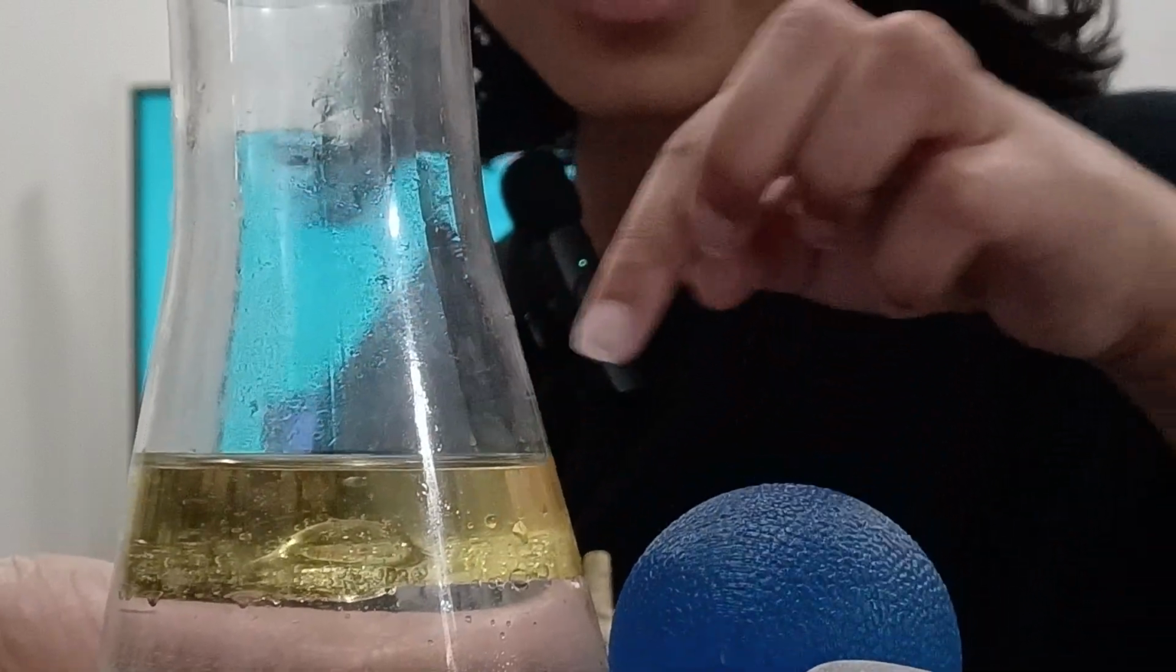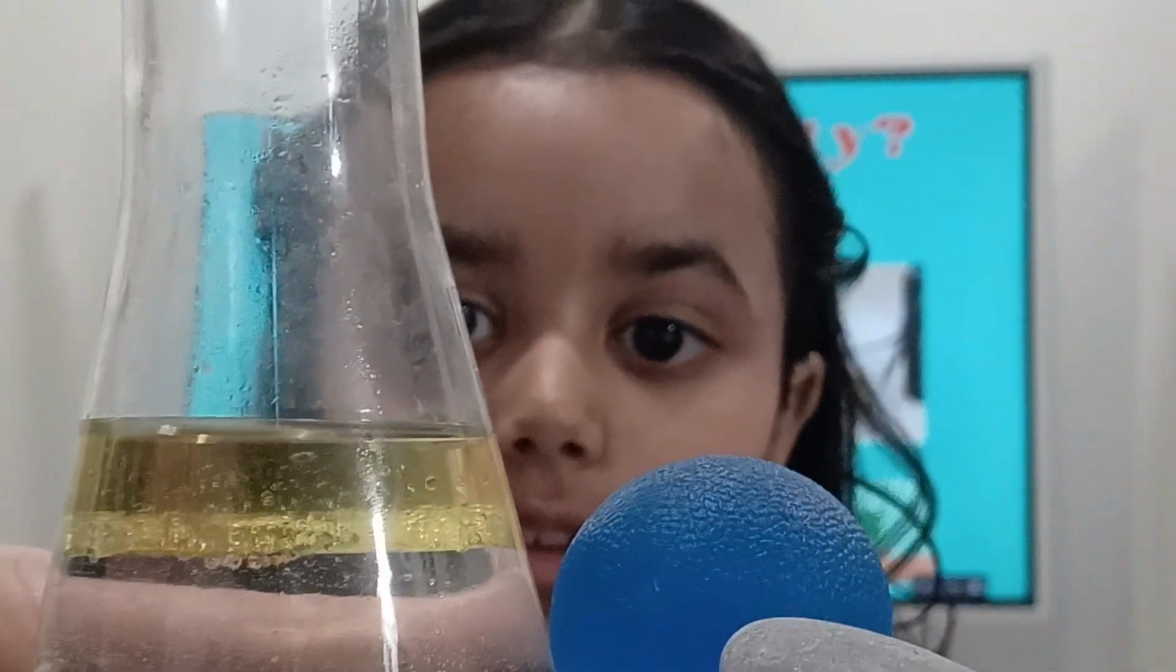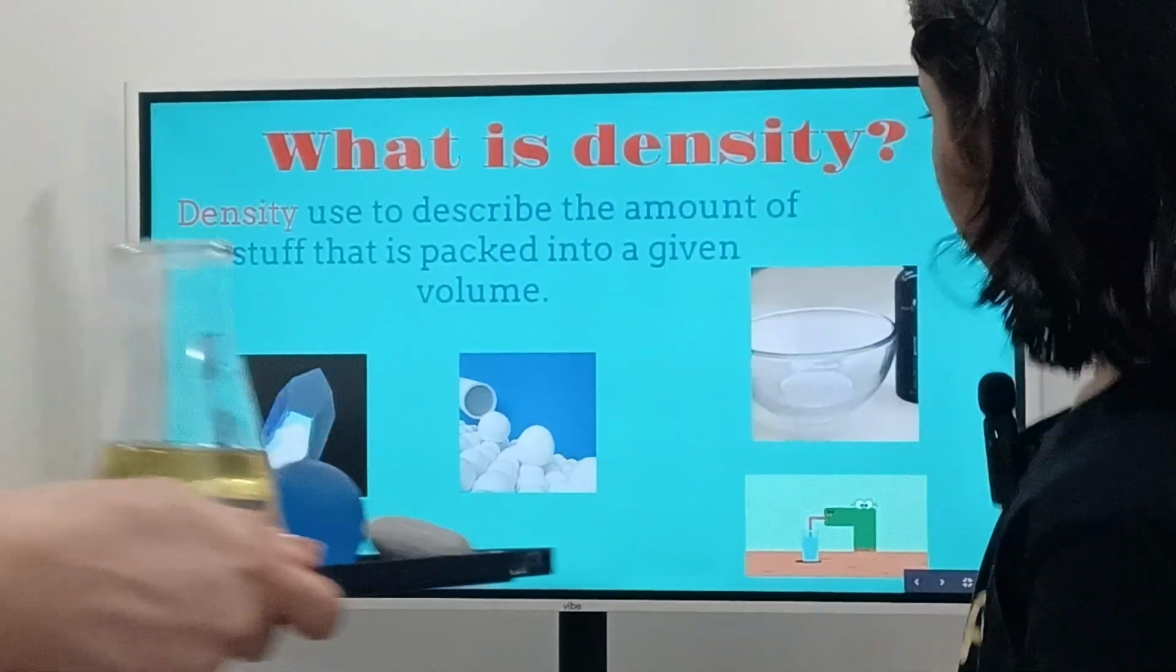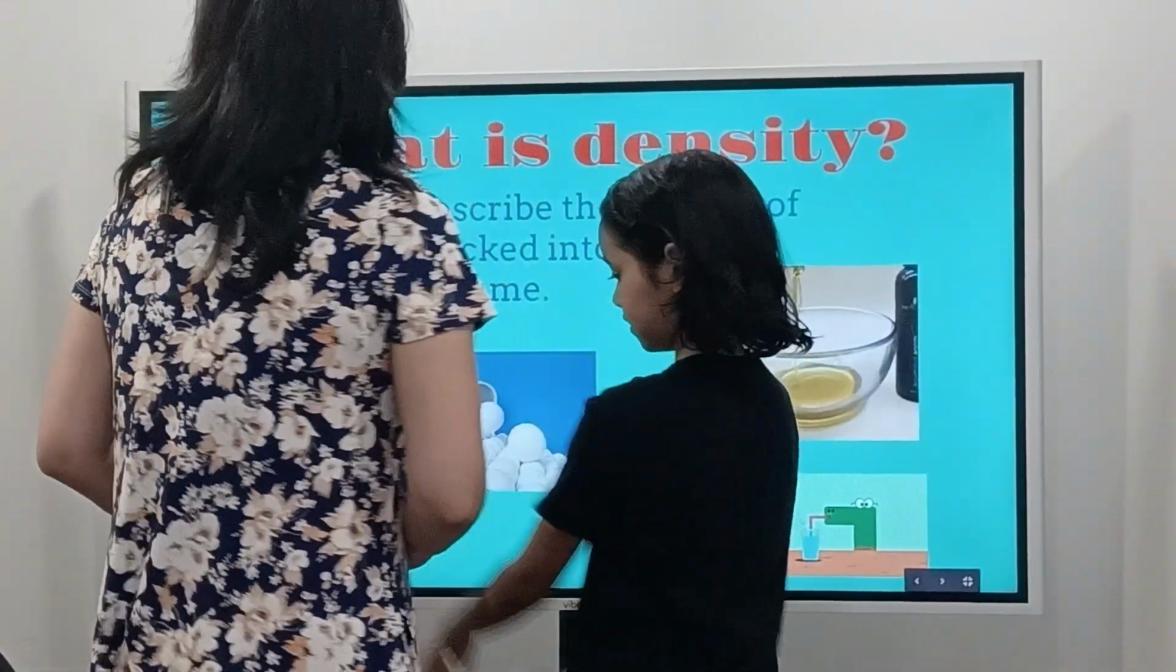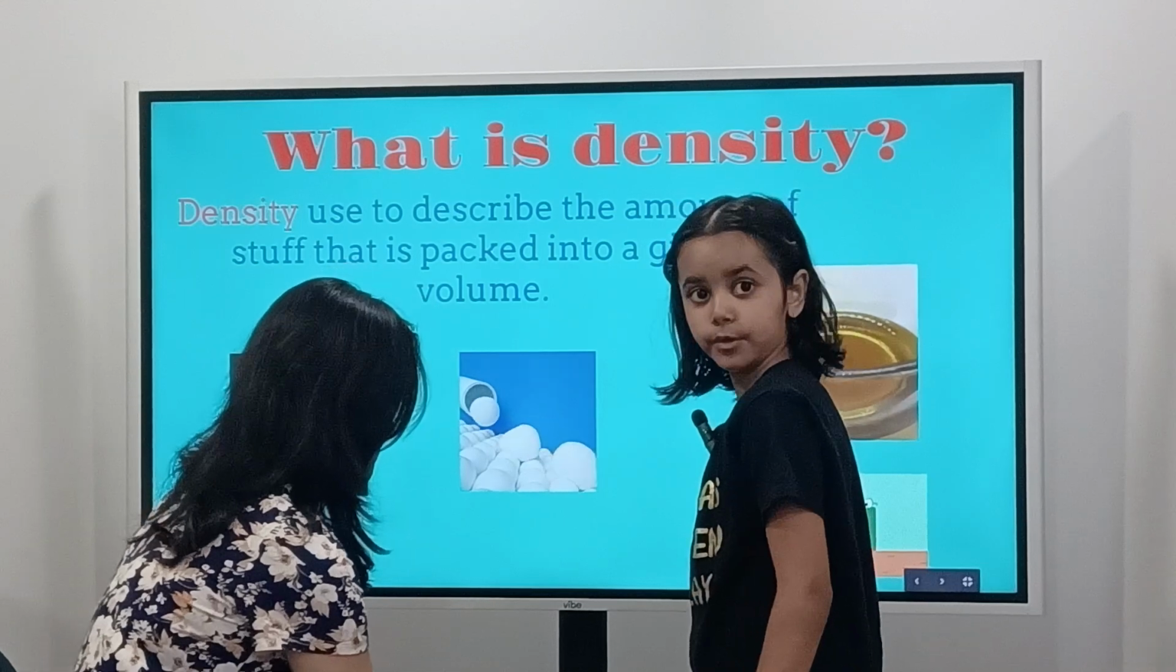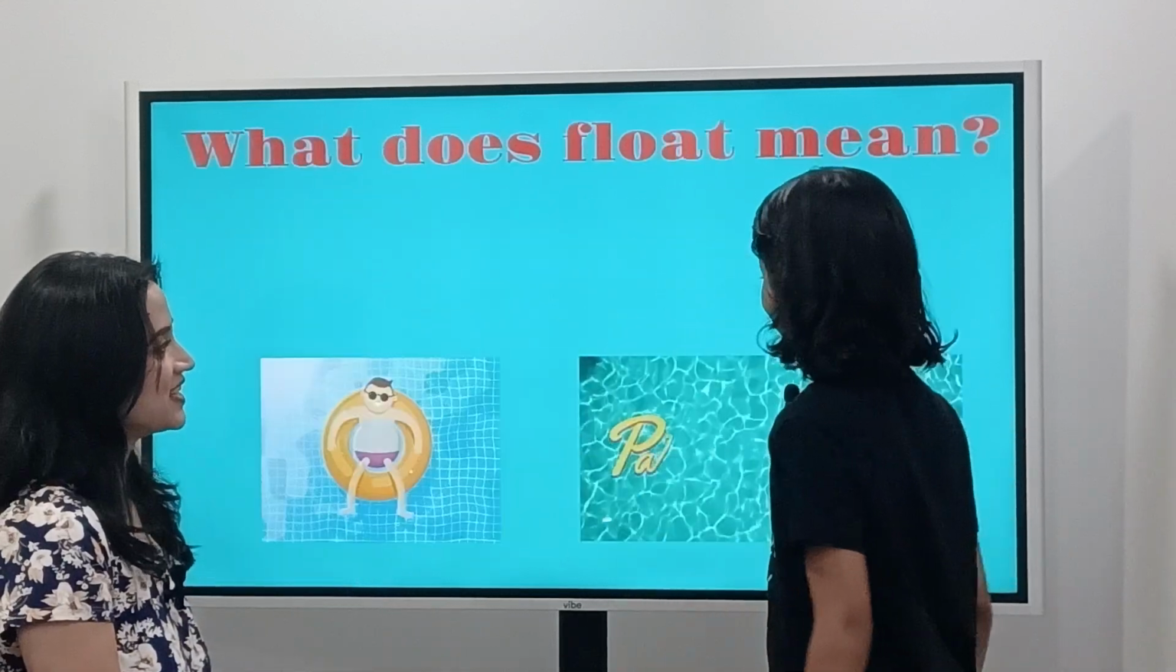So what is the connection with density here? Oh, there's a bubble down there. Water has more density. I think I might know why: because oil has bubbles in it and water doesn't. So the oil has less density, that's why it floats, and the water has more density, that's why it goes down. Now we're going to do these two parts. Okay, let's see the next slide.